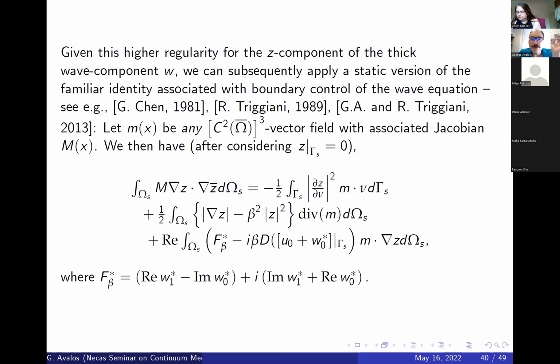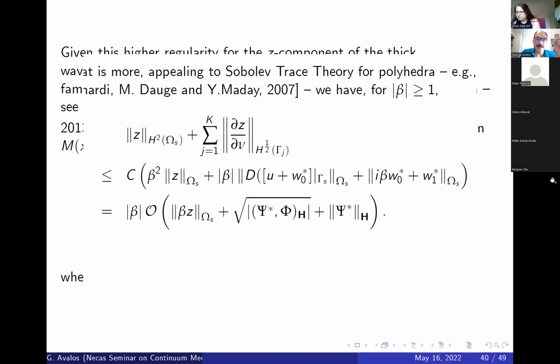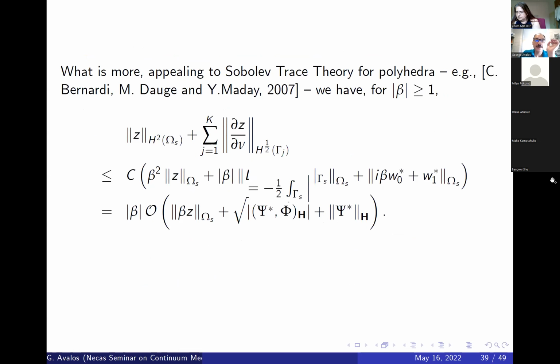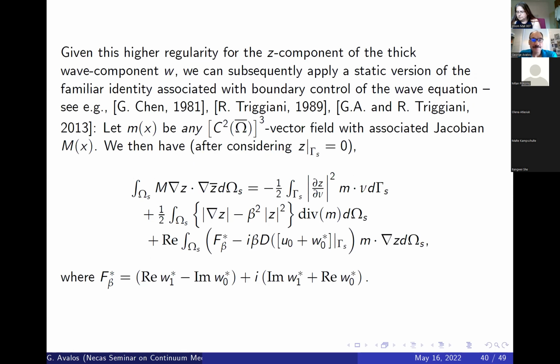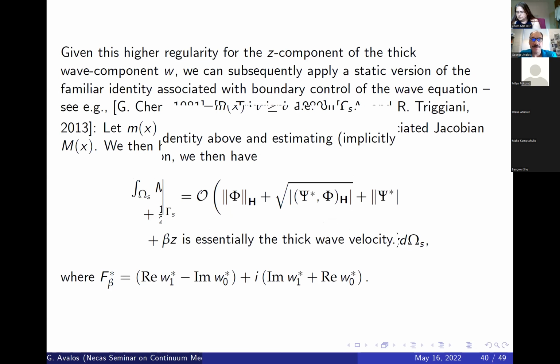Now we invoke essentially Morawetz's identity for the wave equation, a static version. One can easily transfer time to a frequency domain. So in the frequency domain, this is exactly her identity, where M is any smooth enough multiplier. And so invoking Morawetz's identity and using the fact that Z vanishes on the boundary. Again, Z is the homogenized component. We have this relation. This holds for any vector field.